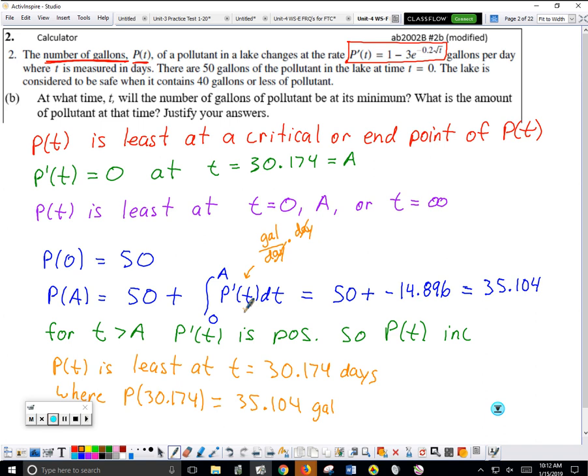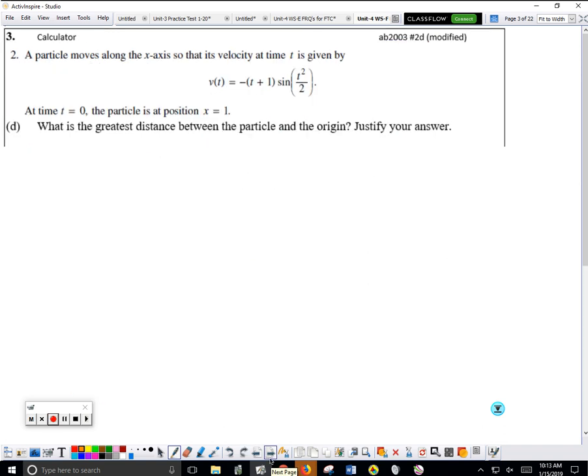Okay, number 3. 3 talks about a moving particle. That's not new. It says, what is the greatest distance between the particle and the origin? So the particle is moving back and forth. The origin is always the center. The particle is located at location 1 when time is equal to 0. So here's where the particle is. Location 1, time equals 0.